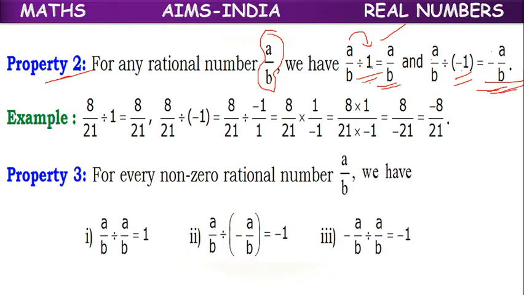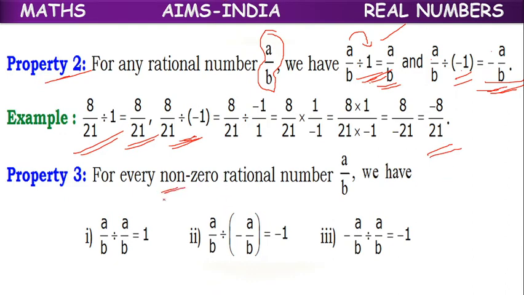So we can consider this property. So here also, divided by 1, there is no change in value. Divided by -1, so what happens? The value will change.